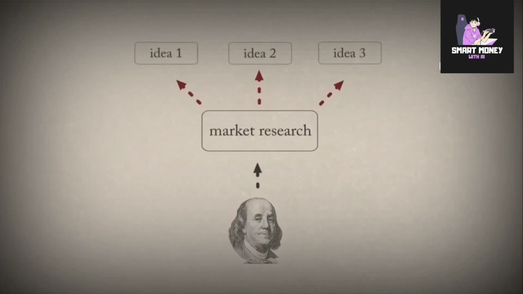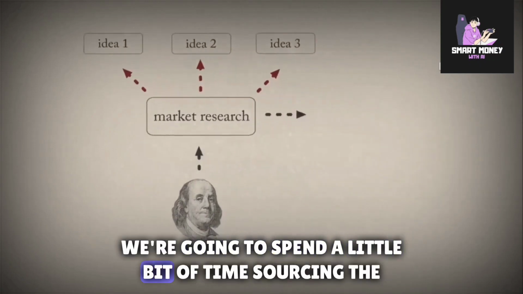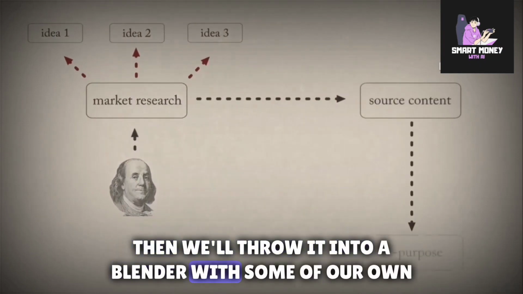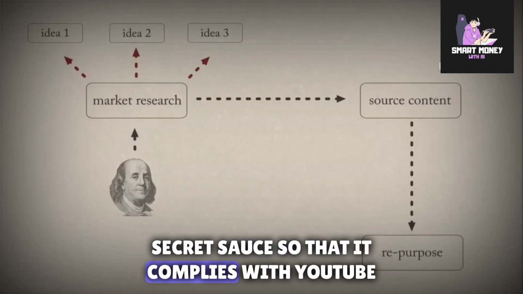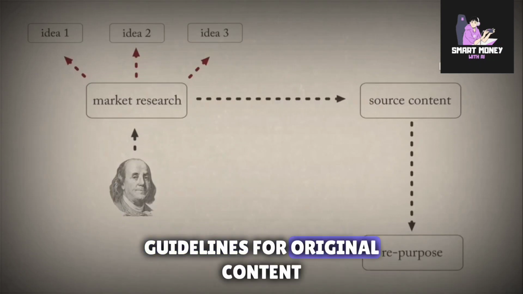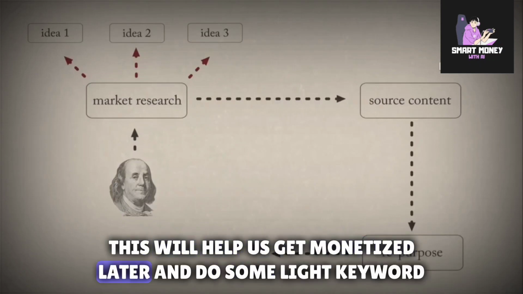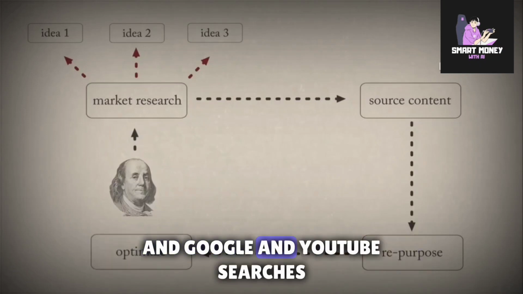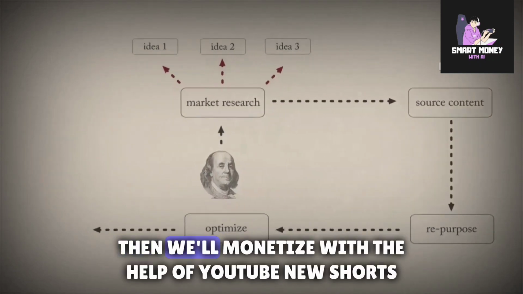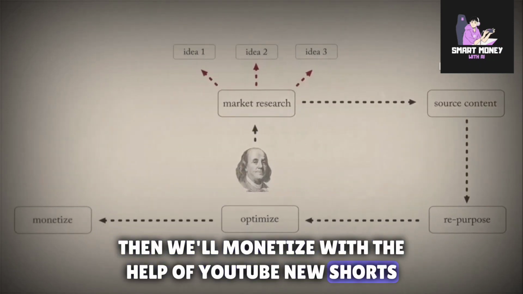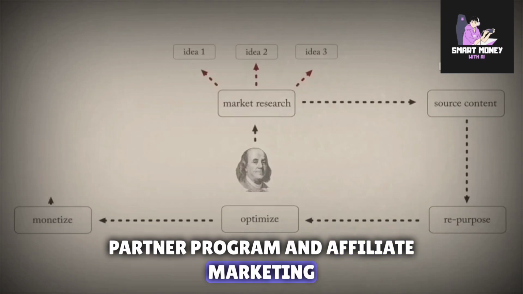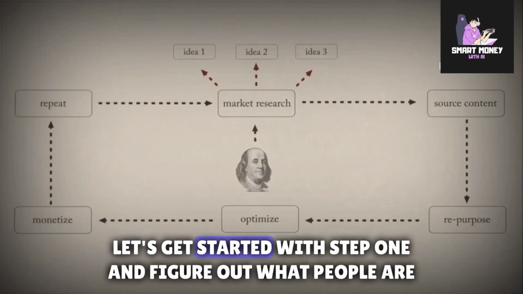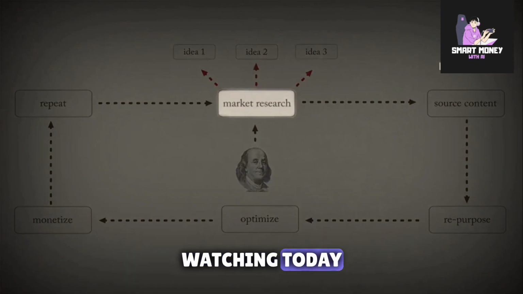juices flowing. After that, we're going to spend a little bit of time sourcing the original content we want to use. Then we'll throw it into a blender with some of our own secret sauce so that it complies with YouTube's guidelines for original content. This will help us get monetized later. And do some light keyword research to optimize our video in Google and YouTube searches. Then we'll monetize with the help of YouTube's new Shorts partner program and affiliate marketing. Then just rinse and repeat. Let's get started with step 1 and figure out what people are watching today.